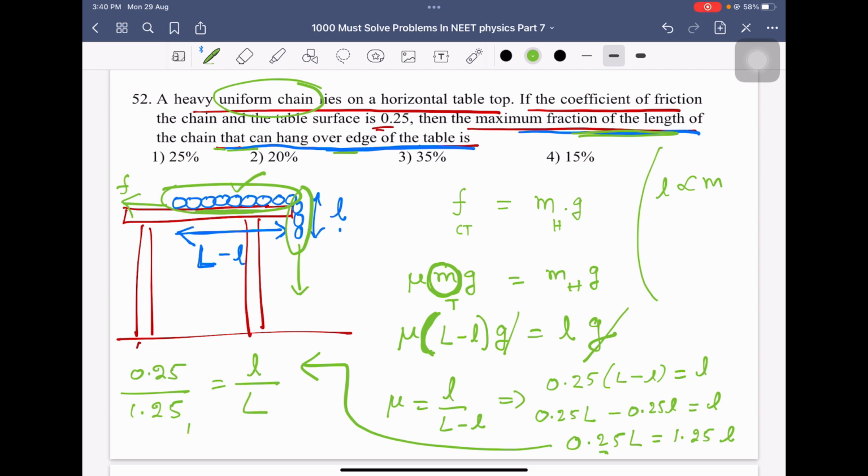So this is 1 by 5. 1 by 5 is equal to l by L. What is 1 by 5? 1 by 5 is 0.2. What does it mean? 20% of the length of the chain is hanging over the edge of the table.